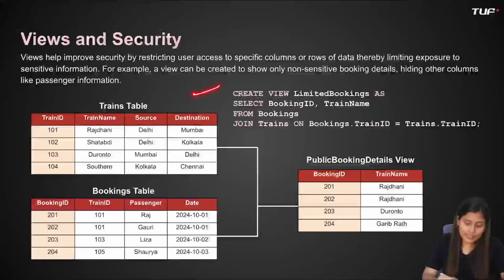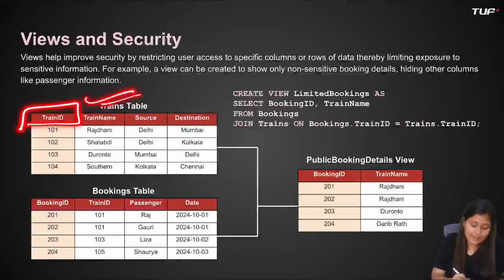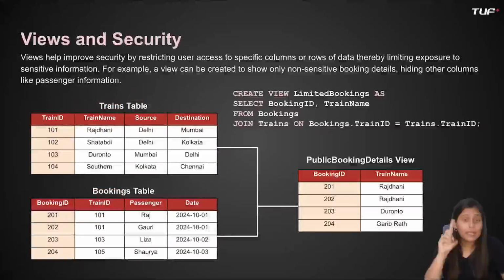So let's see how we can create the view here. We are creating the view from the trains table and the bookings table and naming it limited bookings table. Now we are selecting booking ID and train name. You might ask why we have not written B dot booking ID, T dot train name and so on. The train ID from the trains table and the train ID from the bookings table have the same name.